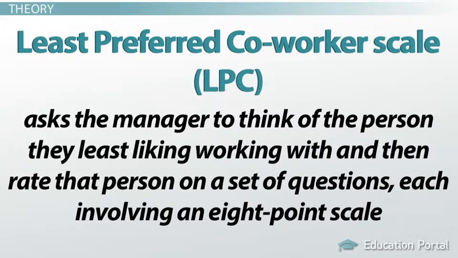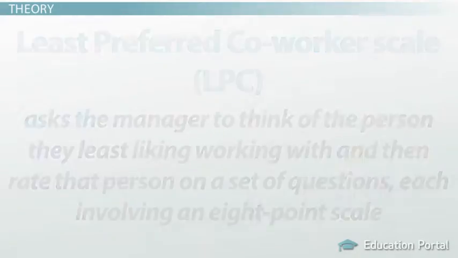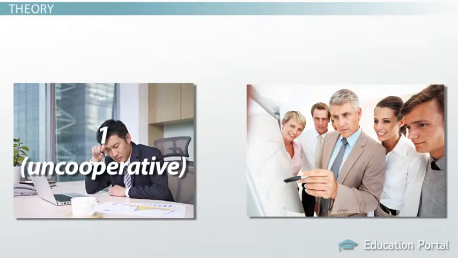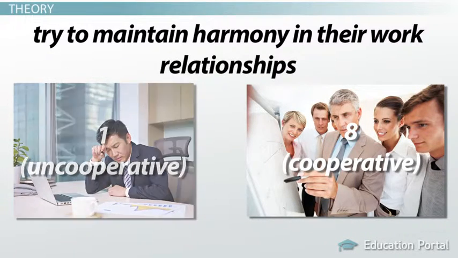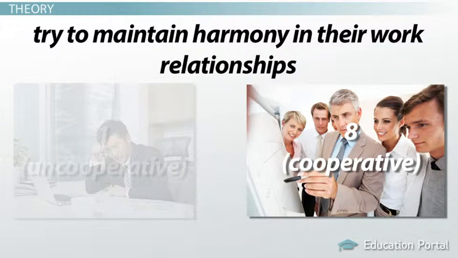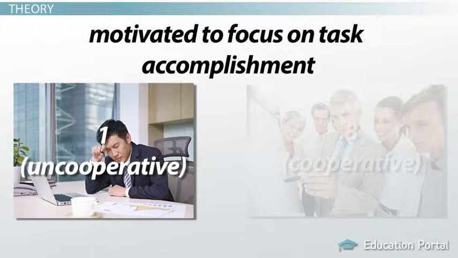The LPC scale asks the manager to think of the person they least like working with and then rate that person on a set of questions, each involving an 8-point scale. For example, a score of 1 would be uncooperative, and a score of 8 would be cooperative. Fiedler believed that people with a higher LPC score try to maintain harmony in their work relationships, while people with a lower LPC score are motivated to focus on task accomplishment.